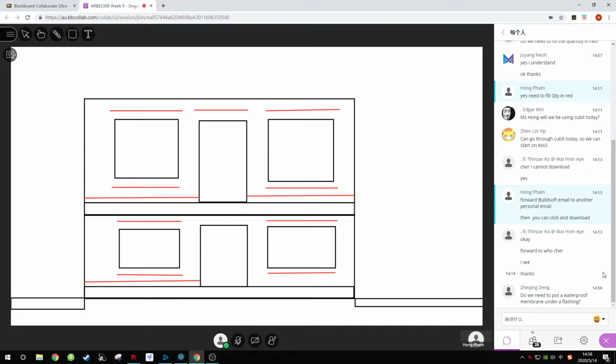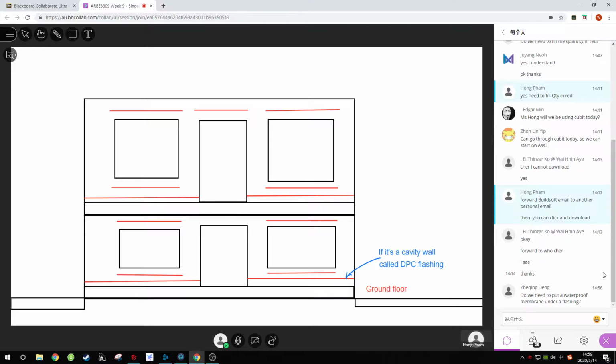This bottom flashing, this is the ground floor. This flashing also has another name. If it's a cavity wall, we call it DPC flashing.